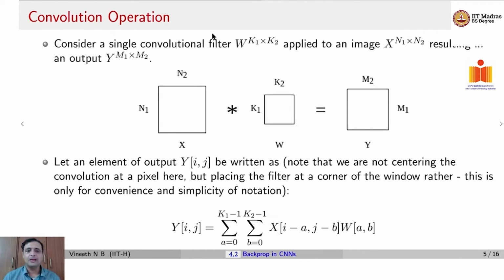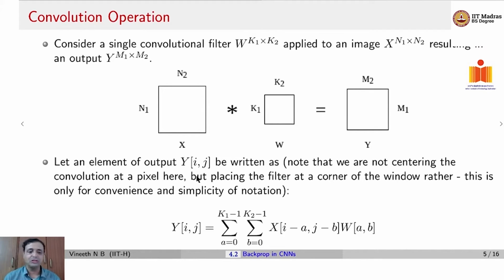To start, let's consider a single convolutional filter. Let's assume the size of that filter to be K1 cross K2. This is applied to an image which is of size N1 cross N2, and you get an output Y which is of size M1 cross M2. Visually speaking, you have an input X, filter W, and output Y.